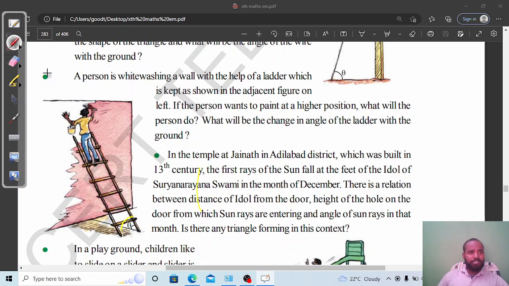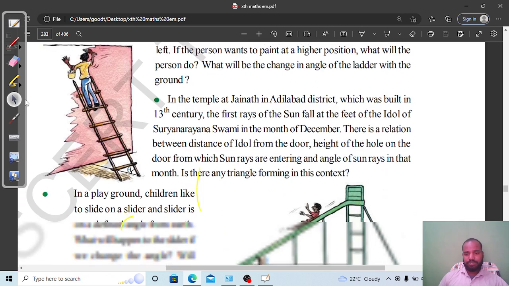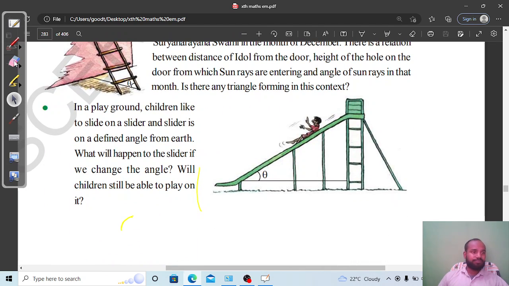Now you can see one more example here. In this example, what is going on? In a playground, children like to slide on a slider. See the slider. How is the slider angle? If you consider this as one triangle, yes or no? If you imagine this, we get one triangle. Here the elevation is made by this slope. Yes or no? This slider. In the same manner, we have given examples for this.